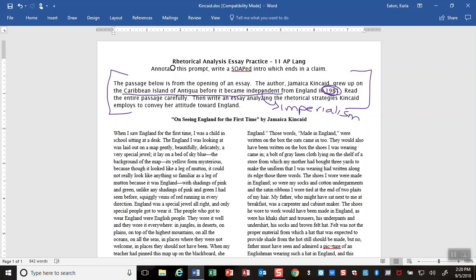So then I read, and I have to look at the sentence that says what I'm actually supposed to do, and you know it's going to have two parts. It's going to have the rhetorical strategies, but then it's her attitude towards England. So you need to have a noun or an adjective that is an attitude word in your claim to meet attitude towards England.